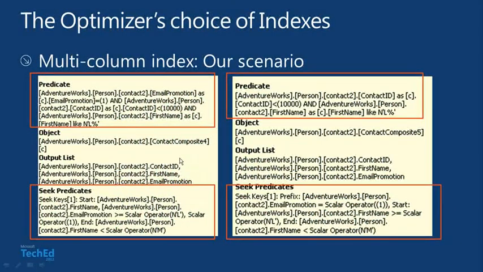So just a quick summary on contact composite 4 and 5, and it helps to put them side by side, and you can clearly observe the seek predicate on composite 5. You can see there is a prefix happening on email promotion, followed by the first name. Residual predicate goes as contact ID. In case of composite 4, you're only doing a seek and a range scan using the start and the end that you can observe on first name, and you have the residual predicates of email promotion and contact ID here, right? That's the crux of multi-column index and the optimizer's choice of which index it should go with.